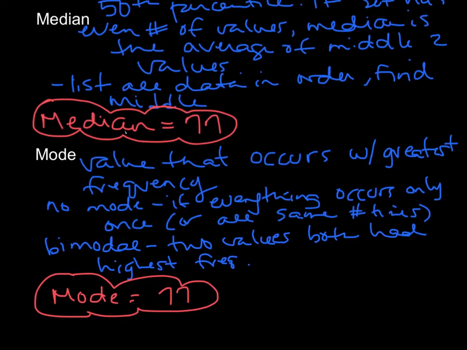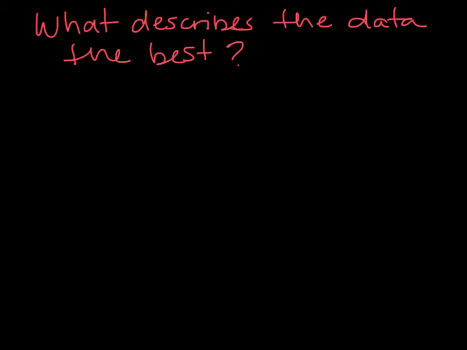So when I have outliers, and that 35 is what we're going to call an outlier, the mean gets pulled one way or another, whereas the median doesn't get skewed, which describes the data the best.